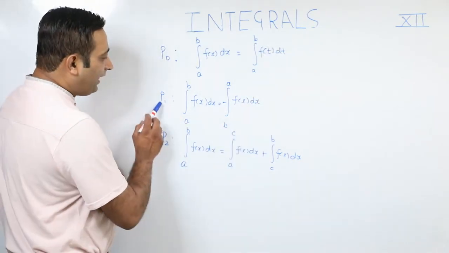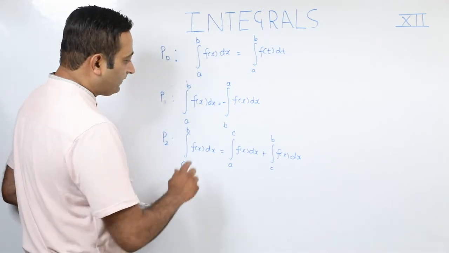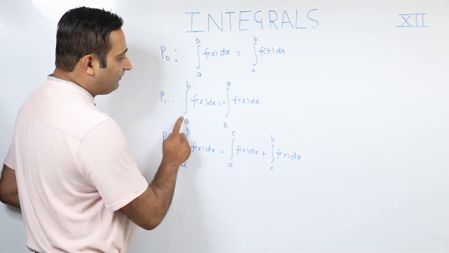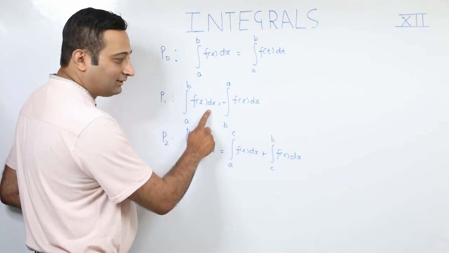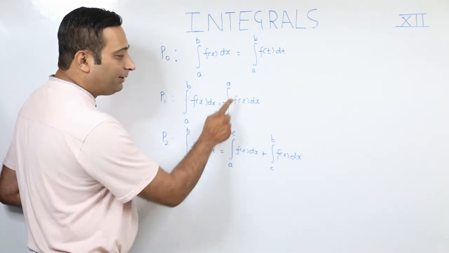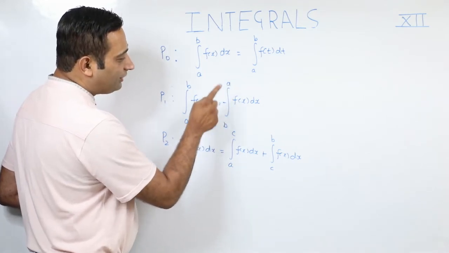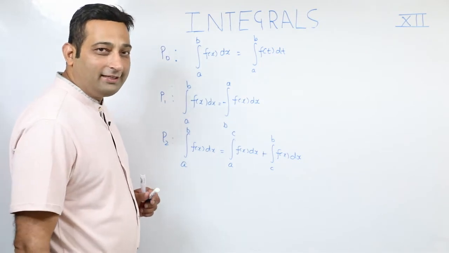Now we have the second property, that is called the P1 property. In this, the integral from a to b f of x dx is there, and if we reverse the limits, that is from b to a, a minus sign is introduced in front of the integral.